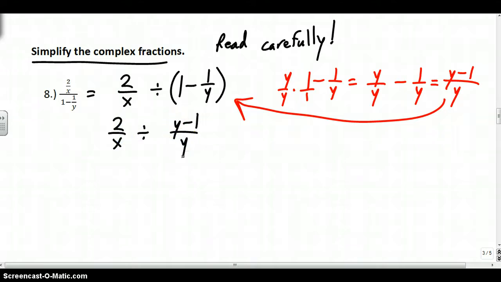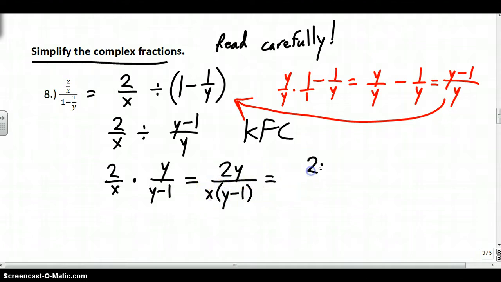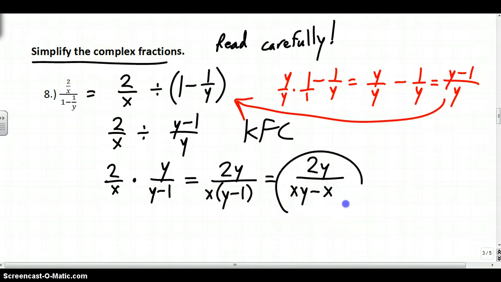And you'll notice it's a division problem, just like on the front side. You can now KFC, keep flip change. You get 2 over x times y over y minus 1. You take a quick glance, nothing cancels, so you just multiply straight across. 2y over, you can leave it x times y minus 1, that's fine, or if you would rather have 2y over xy minus x, that is fine too. I will accept either answer.